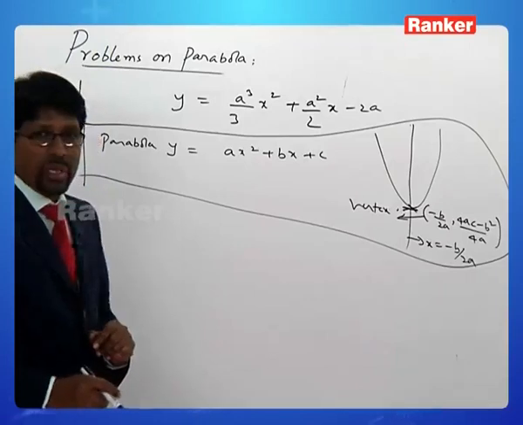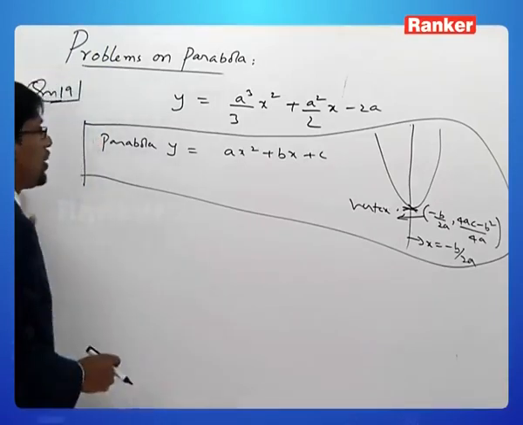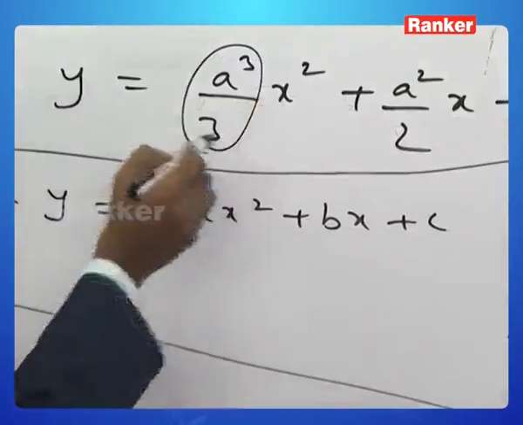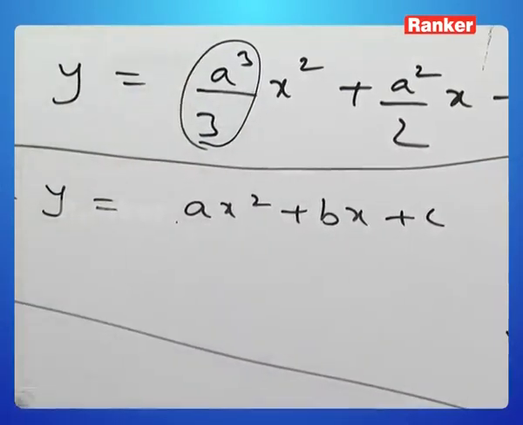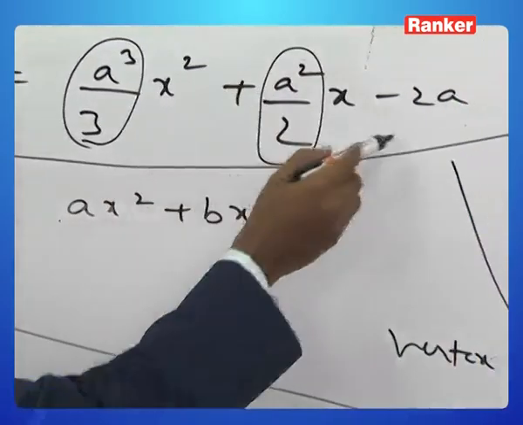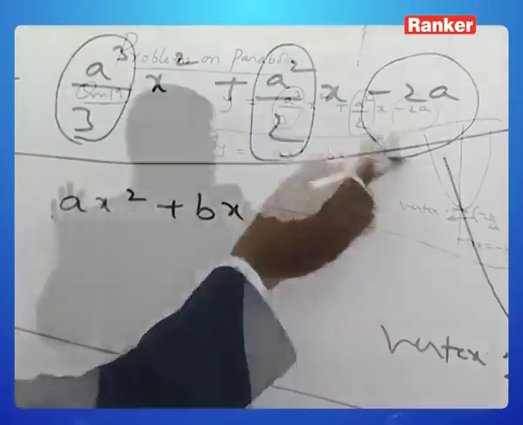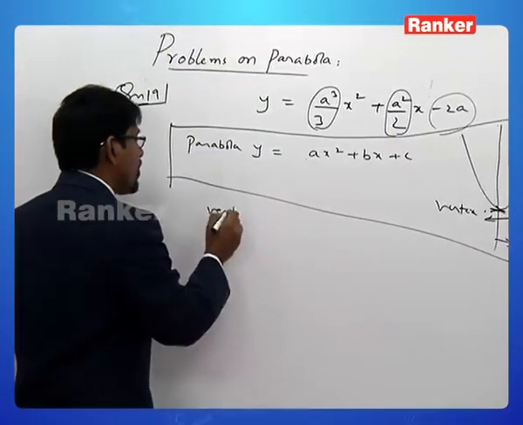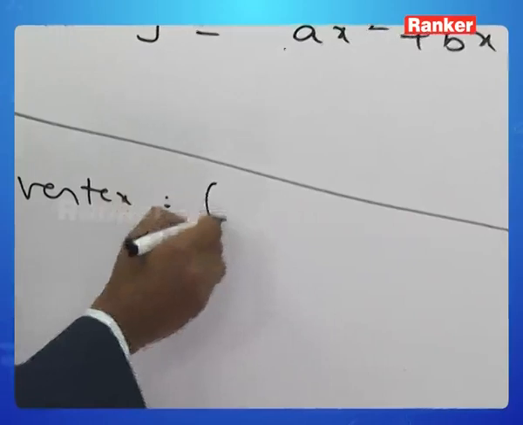Now, by comparing with this, instead of a we have a³/3, instead of b we have a²/2, and instead of c we have −2a. So keep writing it. Now what is the vertex? Let us say the vertex is some (x1, y1).